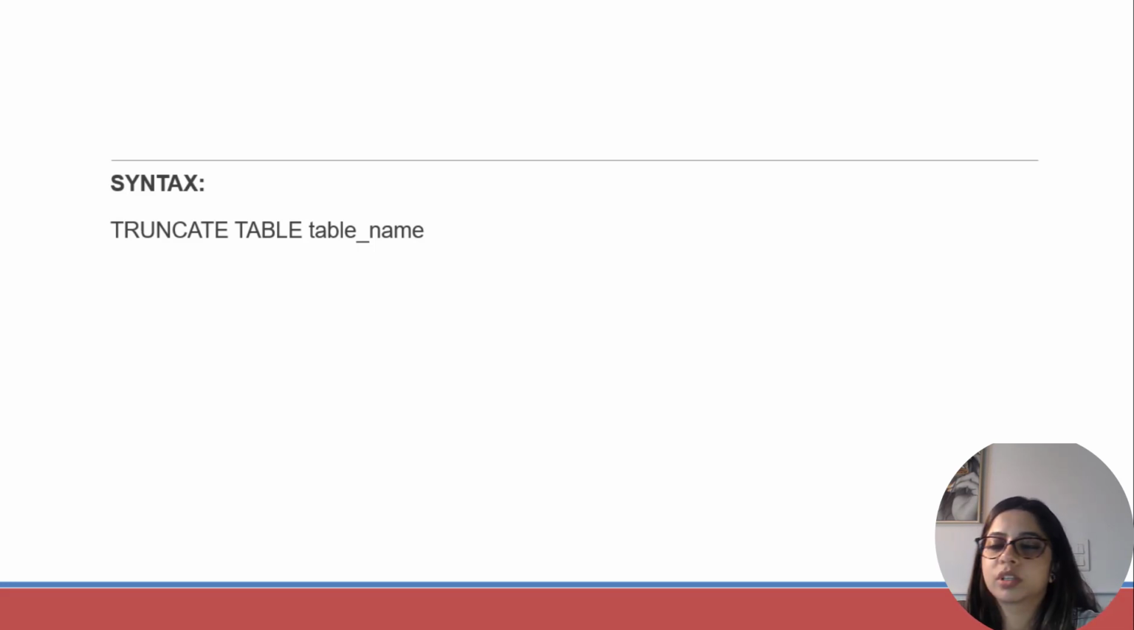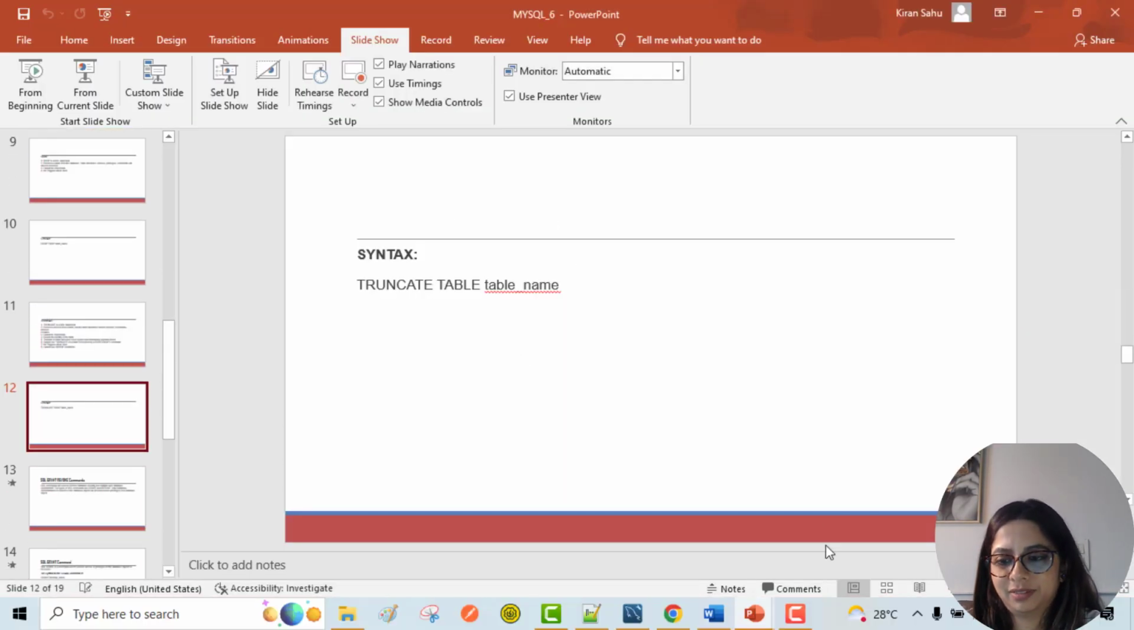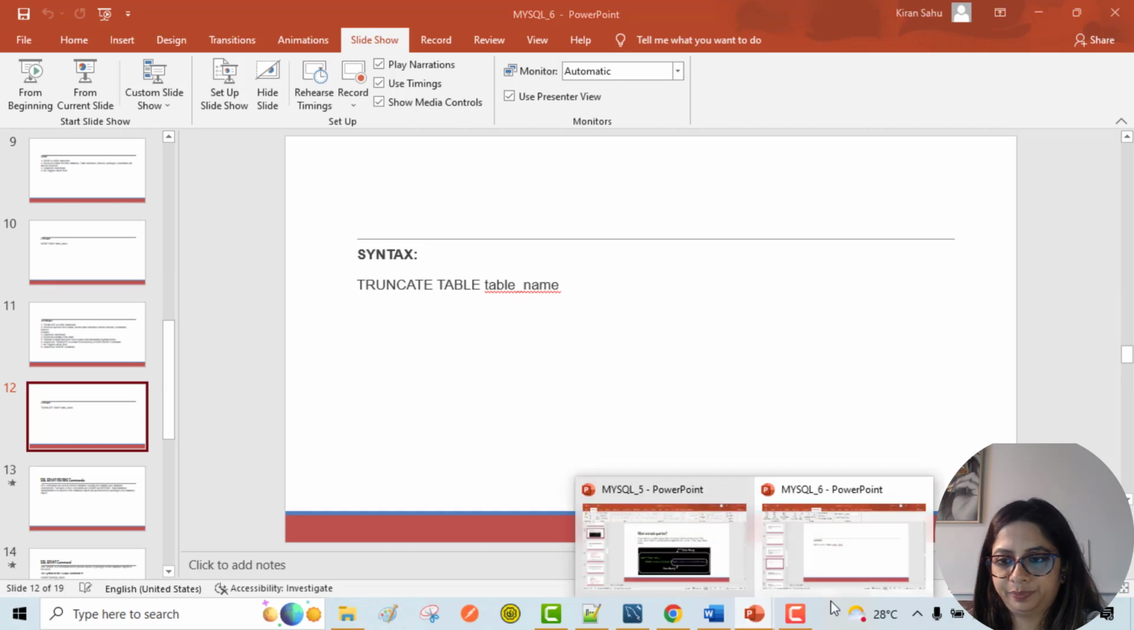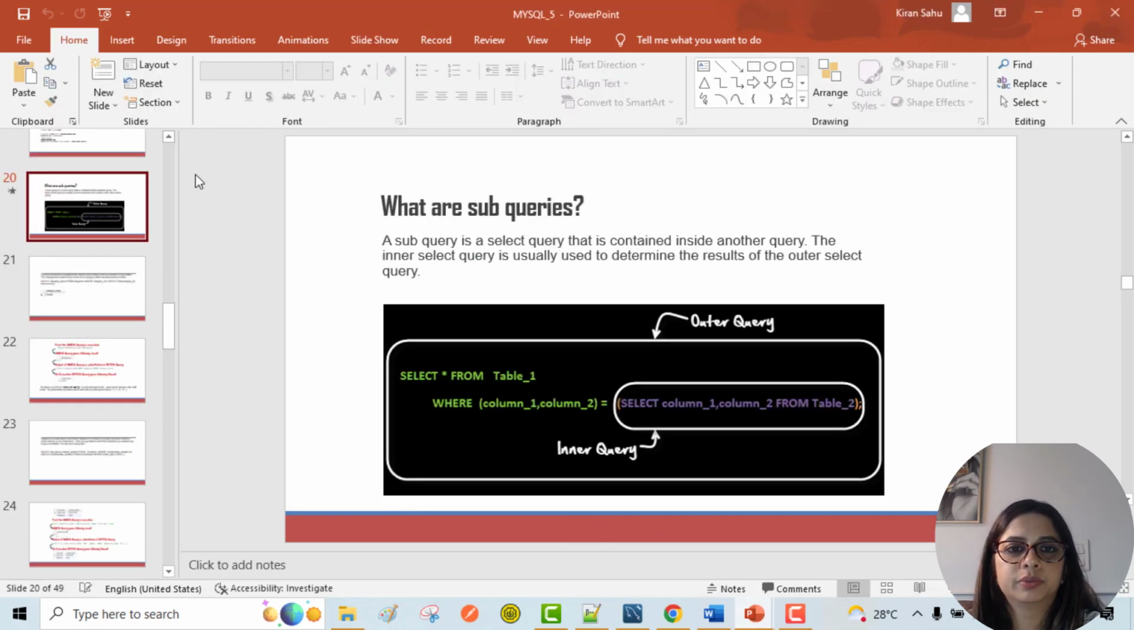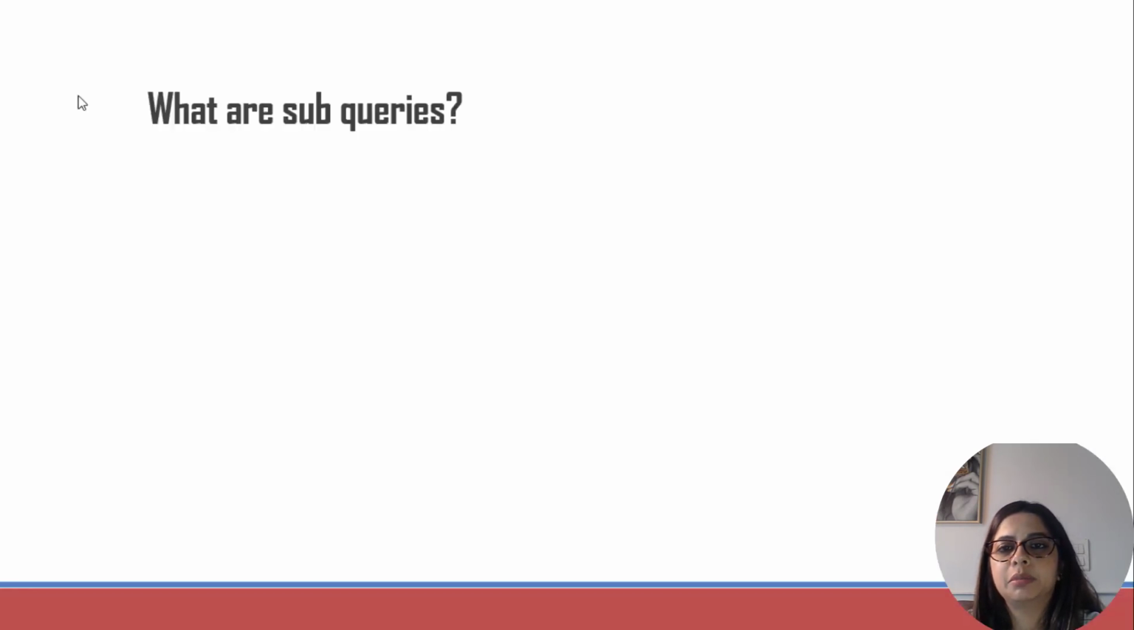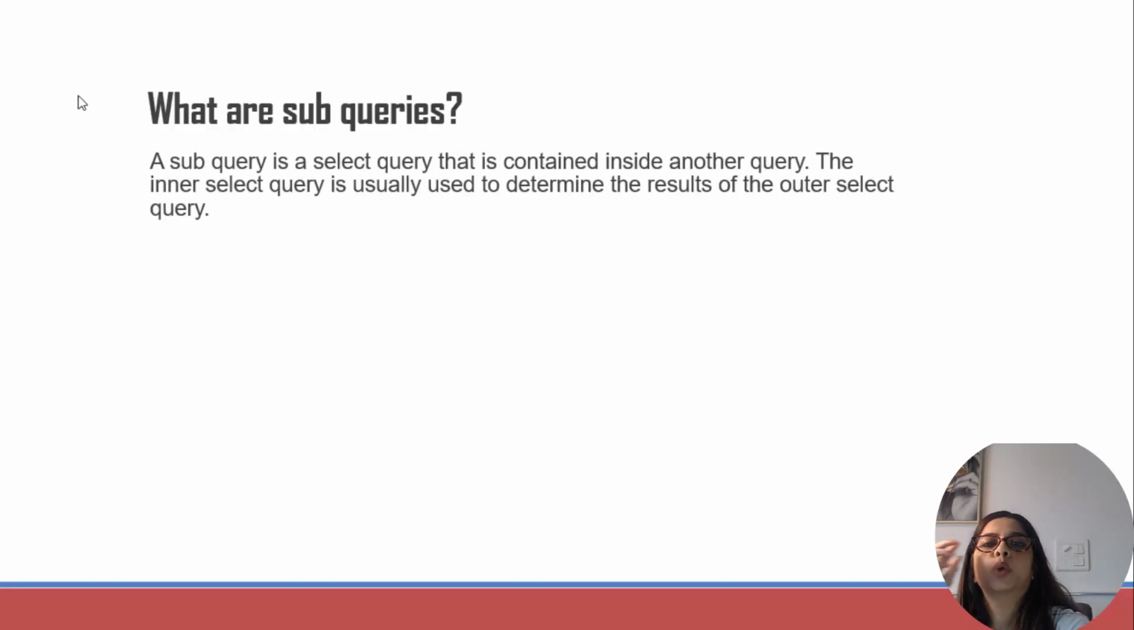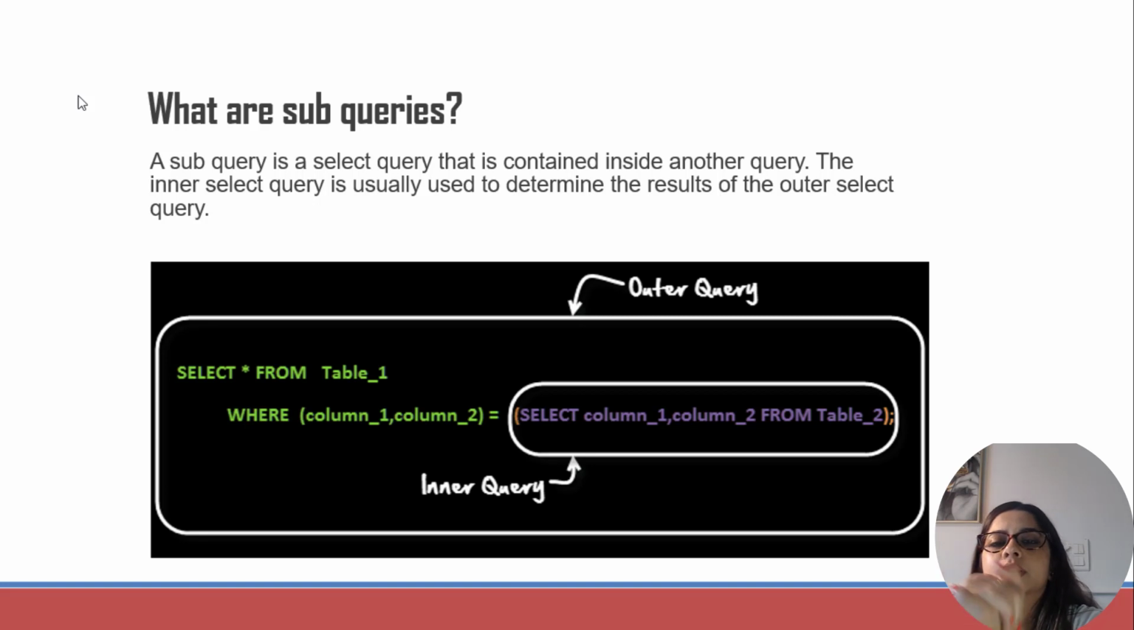Now we'll see what is a subquery in MySQL. Here we go. Subquery means a query within a query. If you can just have a look at my diagram for a while, there's an example shown. Select star from table 1, then there is some condition, and then equals to, and another query.